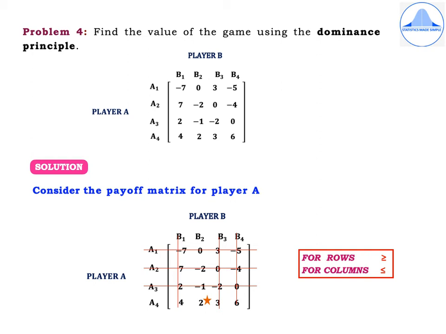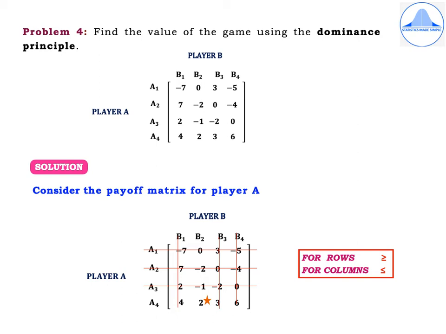Next, compare A2 with A1. 7 is greater than -7 but -2 is not greater than 0. So A2 and A1 doesn't work out. Compare A2 with A3. 7 is greater than 2 but -2 is not greater than -1. So A2 and A3 also doesn't work out. Now compare A2 with A4. 7 is greater than 4 but -2 is not greater than 2. So A2 and A4 also doesn't work out.